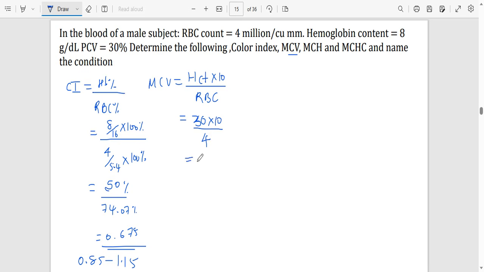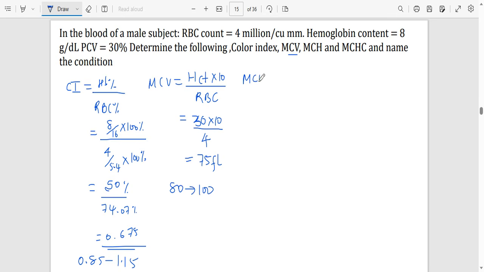Now the red blood cells here is 4. So what would be MCV? 30 times 10 over 4, that is going to give us 75. We know the value is supposed to be in femtoliters. And what was the normal value that we gave? The normal value was between 80 and 100.